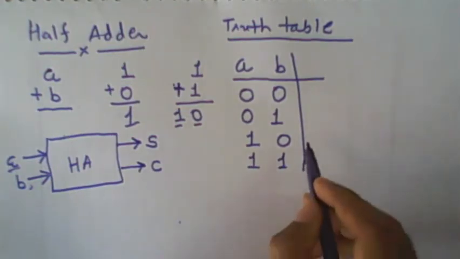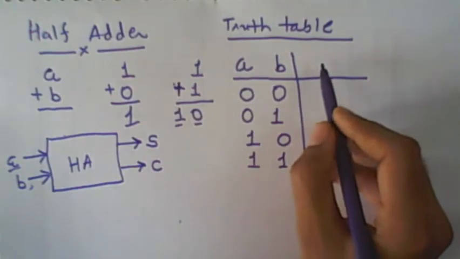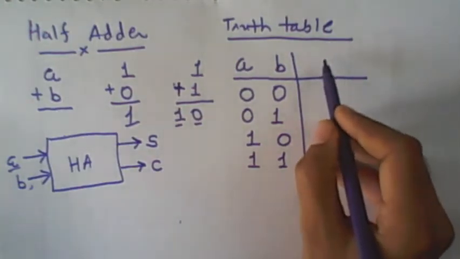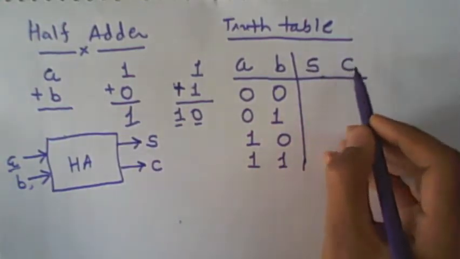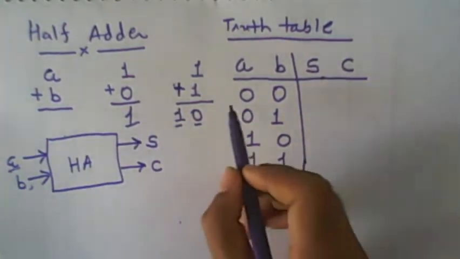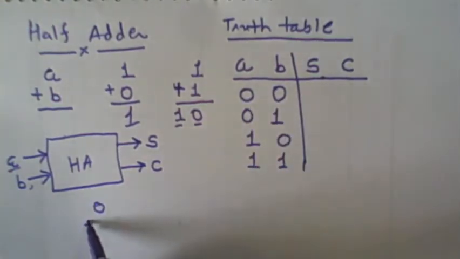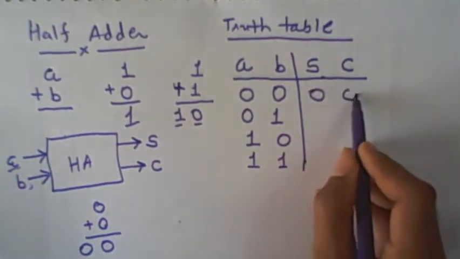And for each possible combination, we have to find the output as per the problem statement. Here there are two output variables, sum and carry. If we add 0 plus 0, the sum bit is 0 and the carry is also 0.